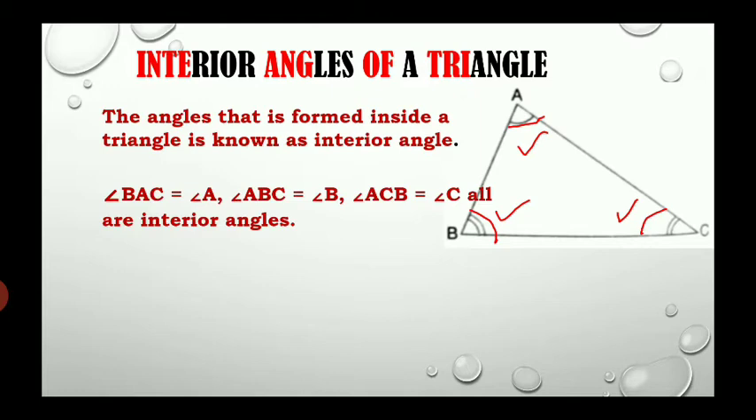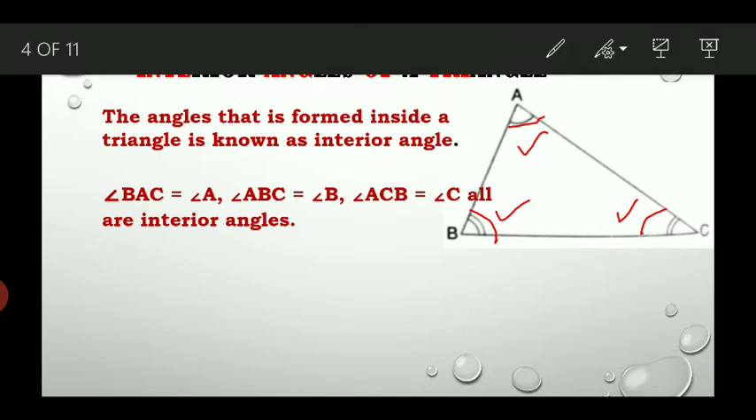Now angle BAC. All of you must remember that when I write angle BAC, always see the middle letter. What is the middle letter? A. So I am talking of angle A. So angle BAC is equal to angle A. Similarly, if I am talking of angle ABC, the middle letter is B. So I am talking of angle B. Angle ACB, the middle letter is C. So I am talking of angle C. So all are interior angles.